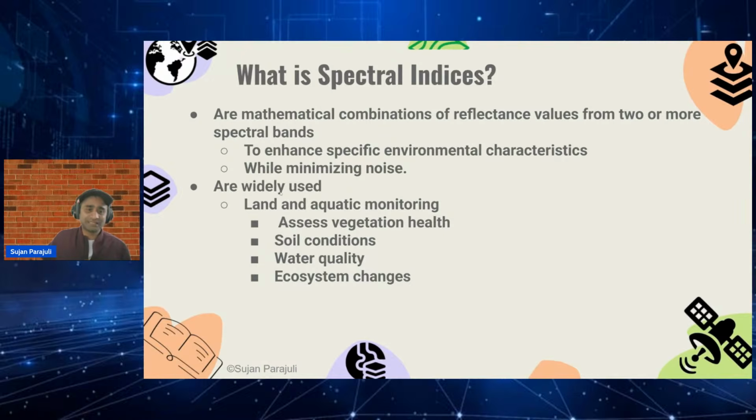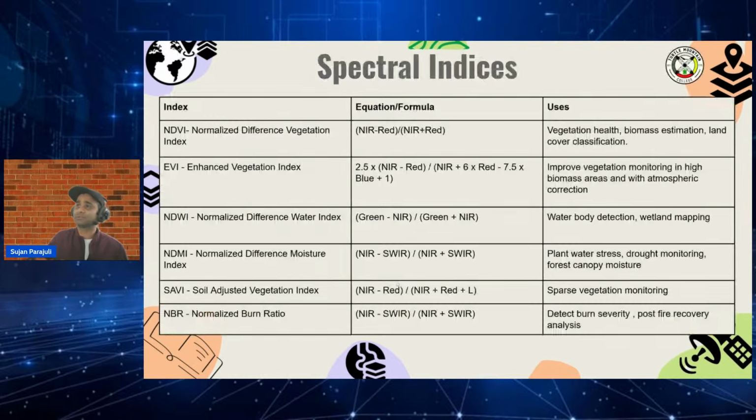So what are spectral indices or vegetation indices? It is just a mathematical formula, a combination of different reflectance values or reflectance bands. And for that, you can use two or more bands. Let's say for the NDVI we use two bands, whereas for the EVI we use three bands. And there are thousands of spectral indices. They are used for land and aquatic monitoring, for vegetation health, ecosystem changes, and so forth. So you see, these are some of the widely used ones in environmental applications.